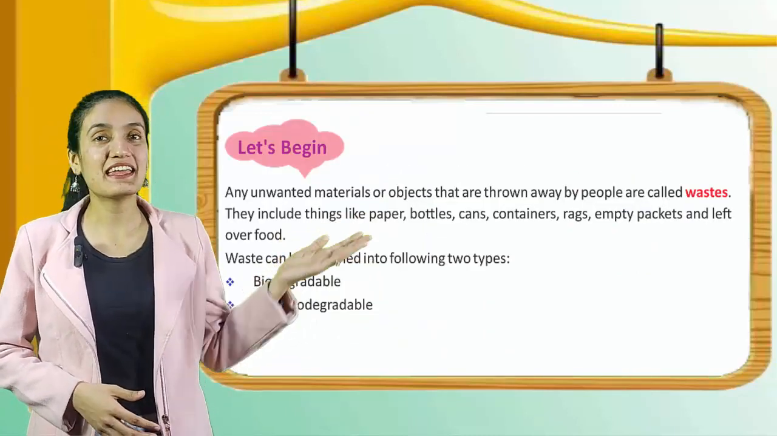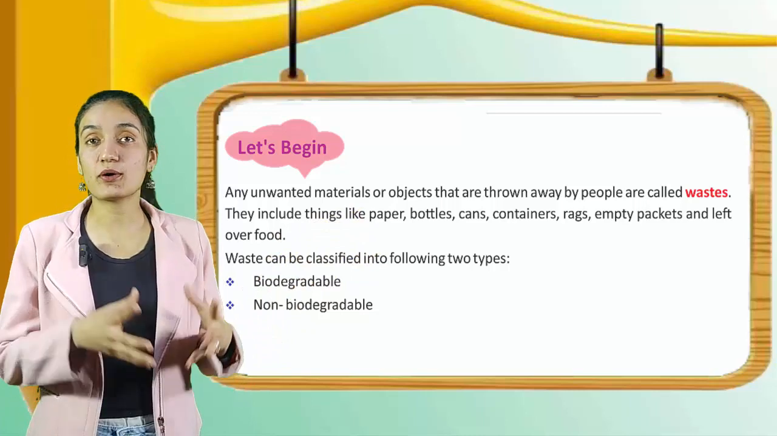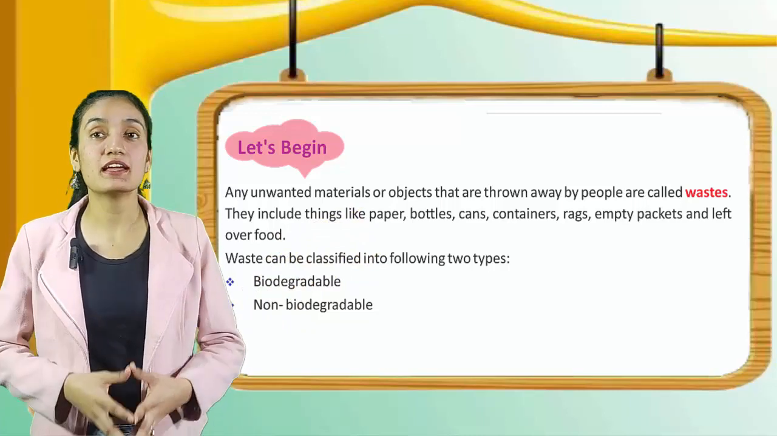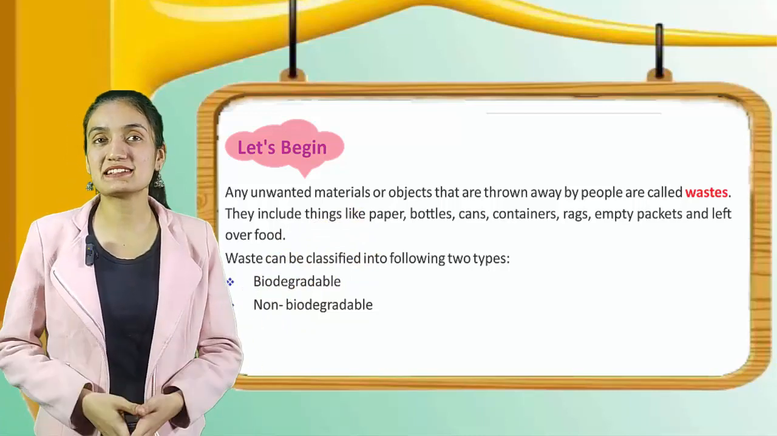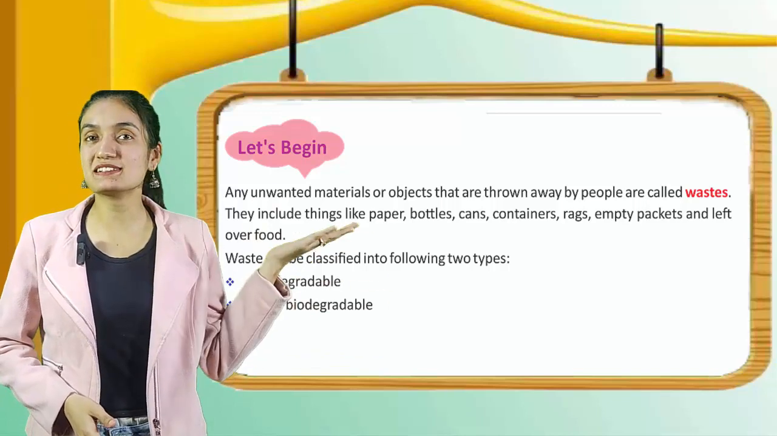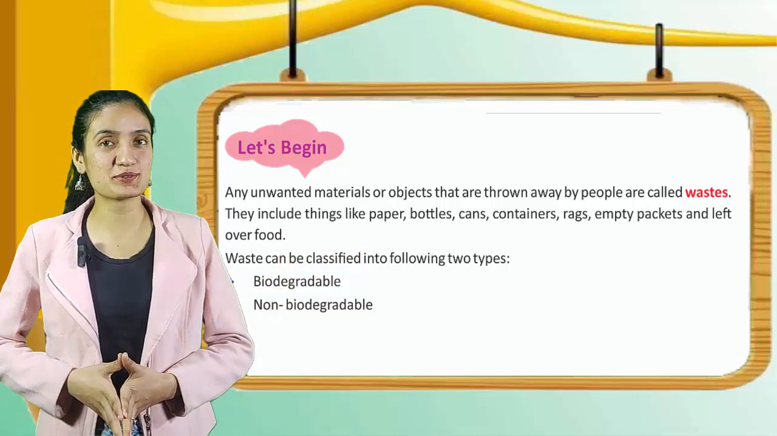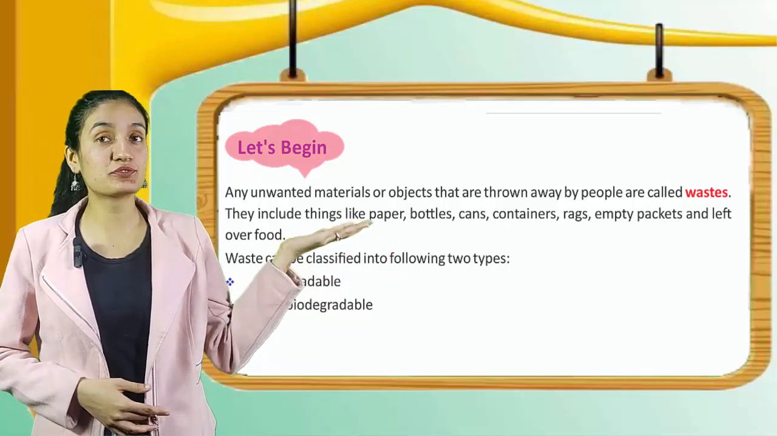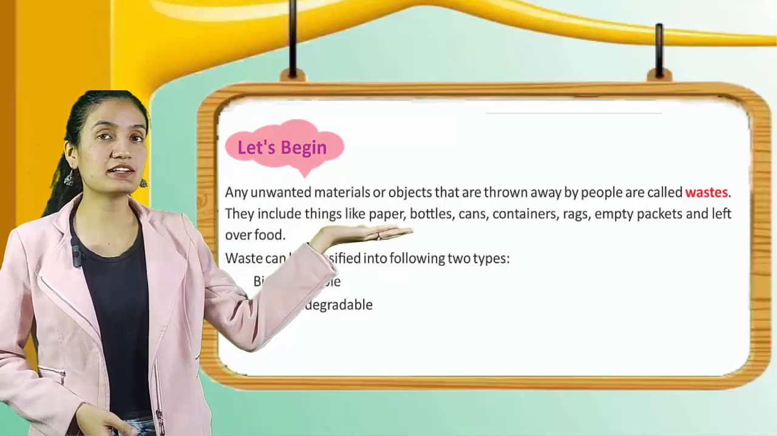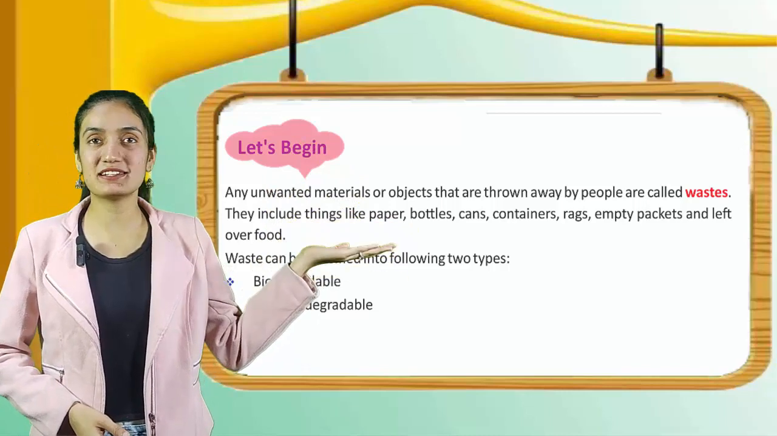Let's begin. Any unwanted materials or objects that are thrown away by people are called waste. Paper, bottles, cans, containers, rags, empty packets and leftover food. Waste can be classified into the following two types: biodegradable and non-biodegradable.